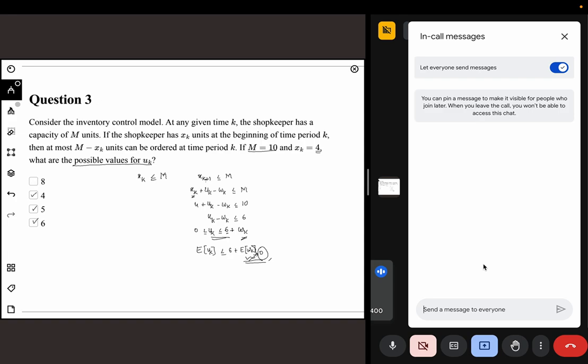If something is not clear, feel free to unmute yourself.